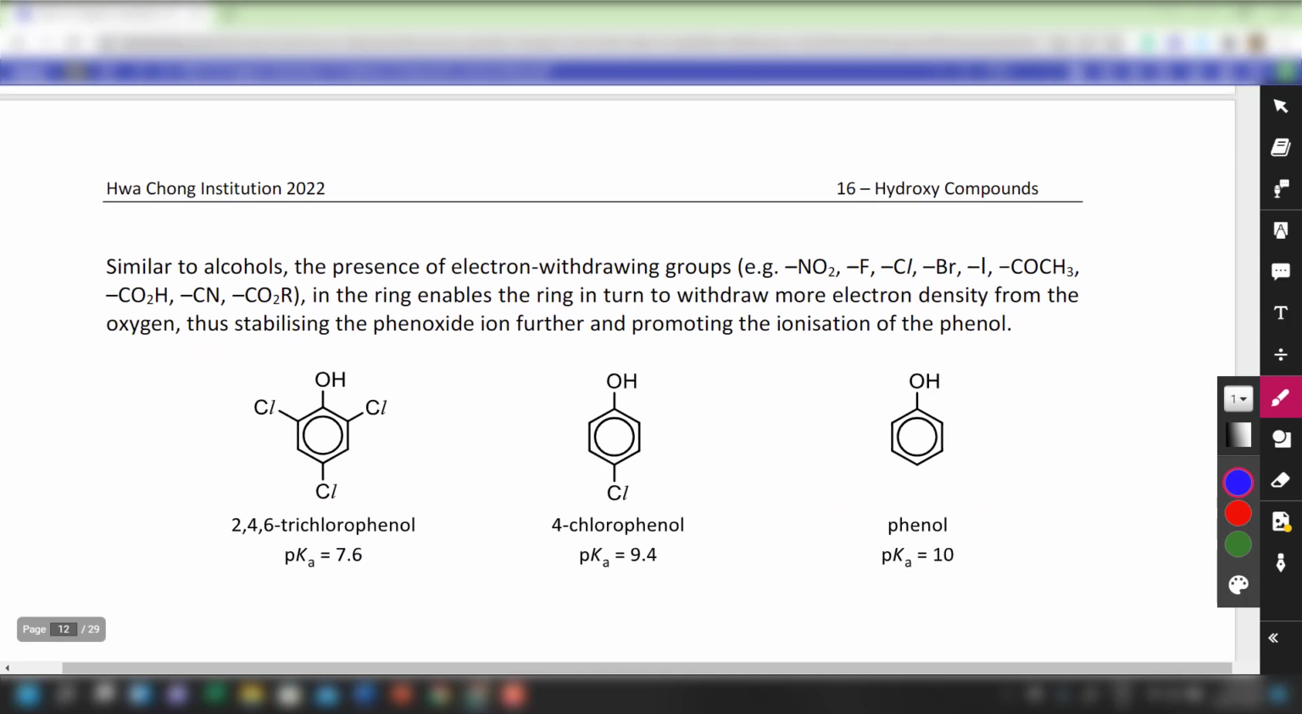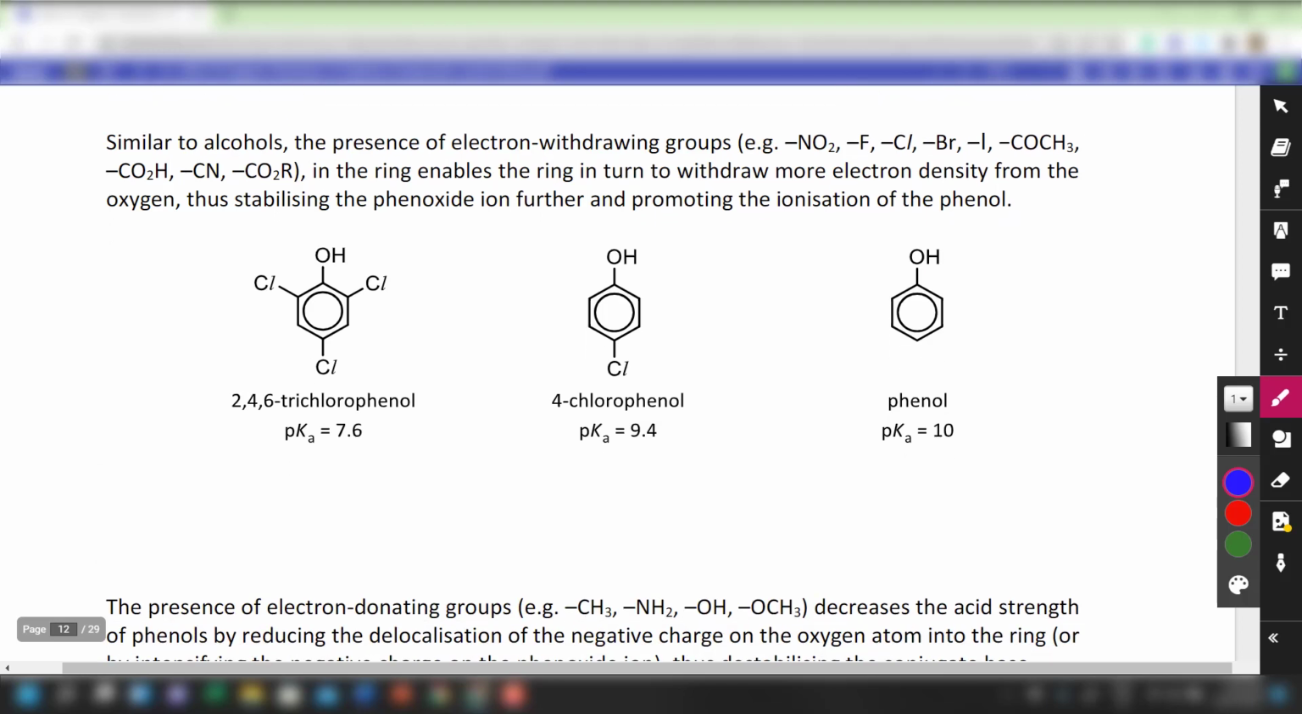Then moving on, similar to alcohols, the presence of electron withdrawing groups will also allow the negative charge to be more stabilized and more spread out. So for example, 2,4,6-trichlorophenol, the pKa value is 7.6, so that makes it around 1,000 times more acidic as compared to phenol. And then of course 4-chlorophenol is a bit lower than that, because of the presence of only one electron withdrawing chloro group.